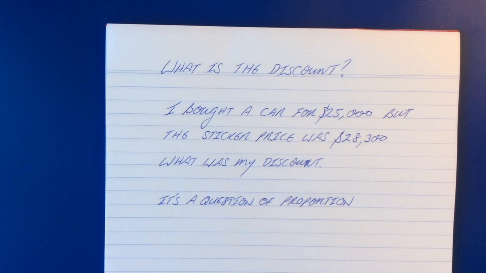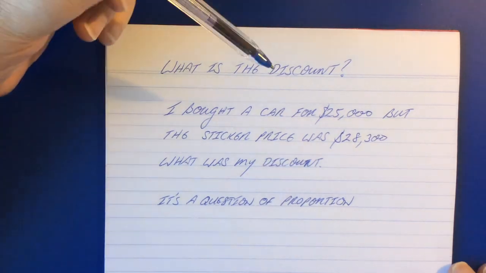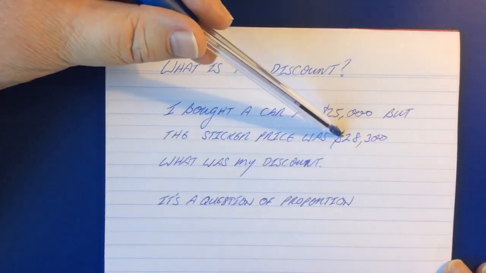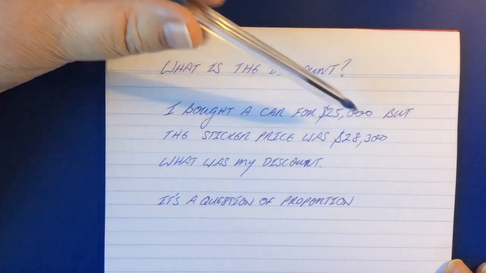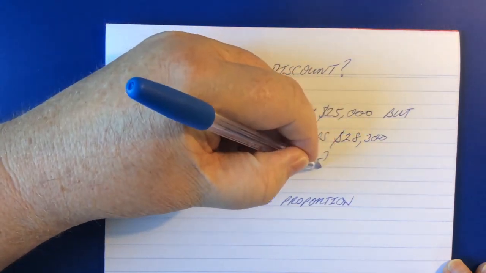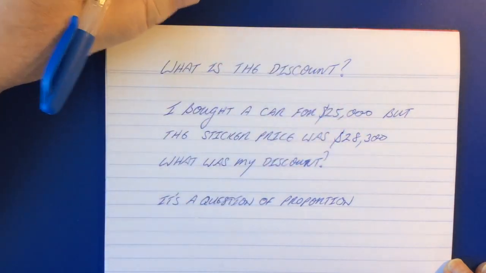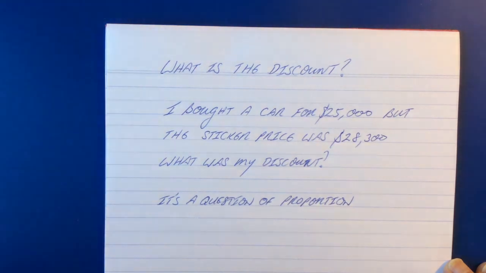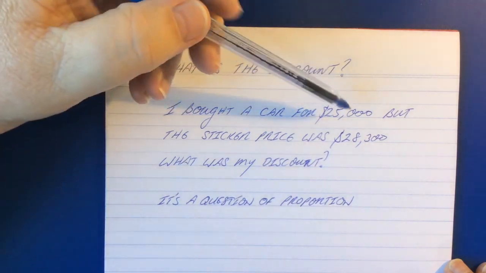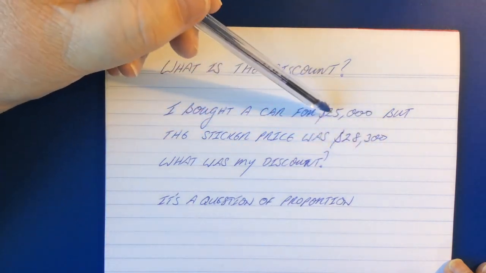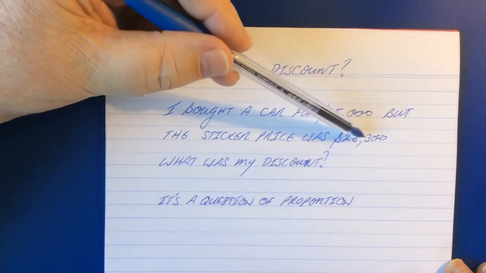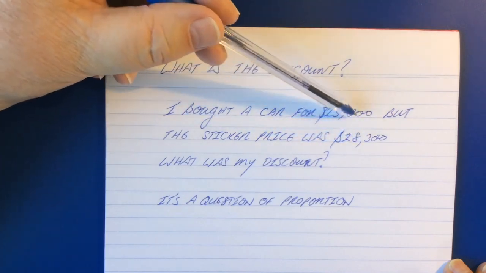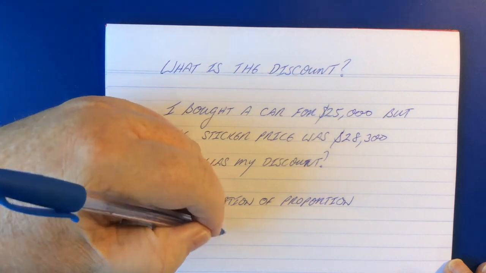So, here's the problem. I bought a car for $25,000, but the sticker price was $28,300. What was my discount? Well, the answer is that it's a question of proportion. The first thing that we've got to figure out is what proportion of 28,300 25,000 is. So let's do that.